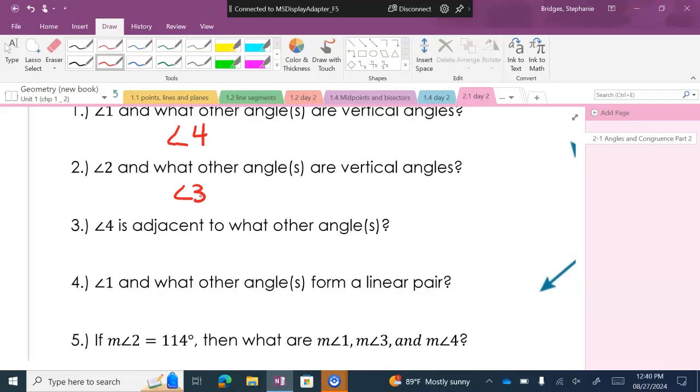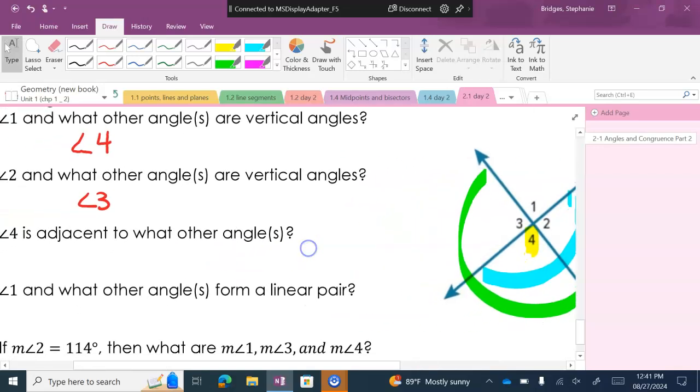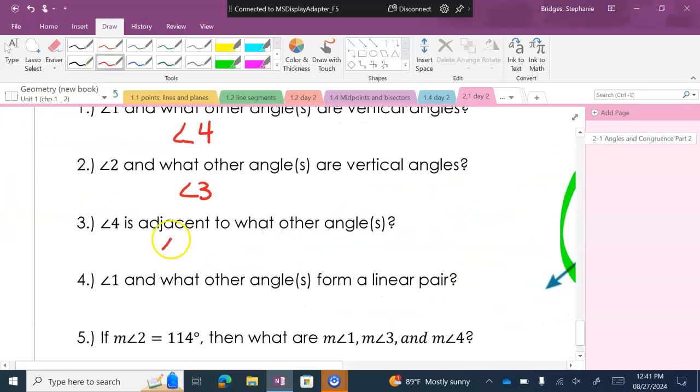Angle 4 is adjacent to... let me go back. If I'm highlighting angle 4, how many angles are right next to 4? 2. Which ones are on either side of 4? 2 and 3. Does everybody see that? Okay. These two are adjacent, angle 4 and angle 2, and these 2 are also adjacent. So we're going to put angle 2 and angle 3.